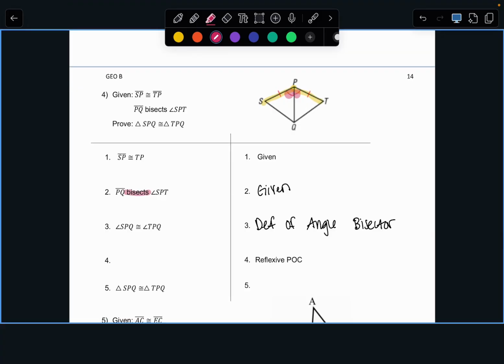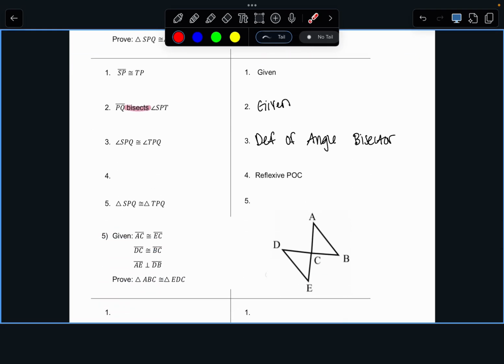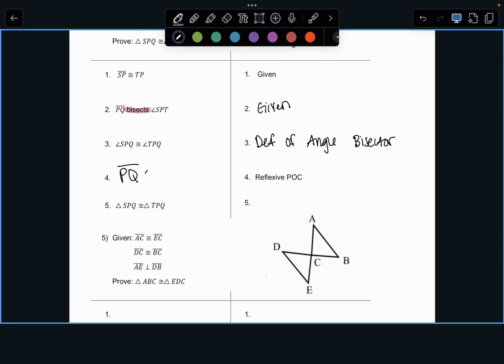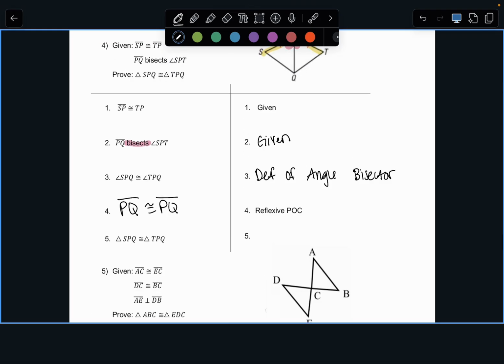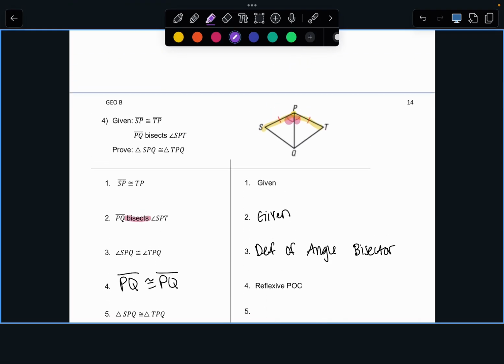So now we have this situation. I'm going to trace it out. We have a side. We have an angle. What side do I need to handle this left triangle for side angle side? PQ. Boom. For the right triangle, if I have a side and angle, what side do I need? PQ. So I'm going to say PQ is congruent to PQ, because that's the third side that I need for both triangles.